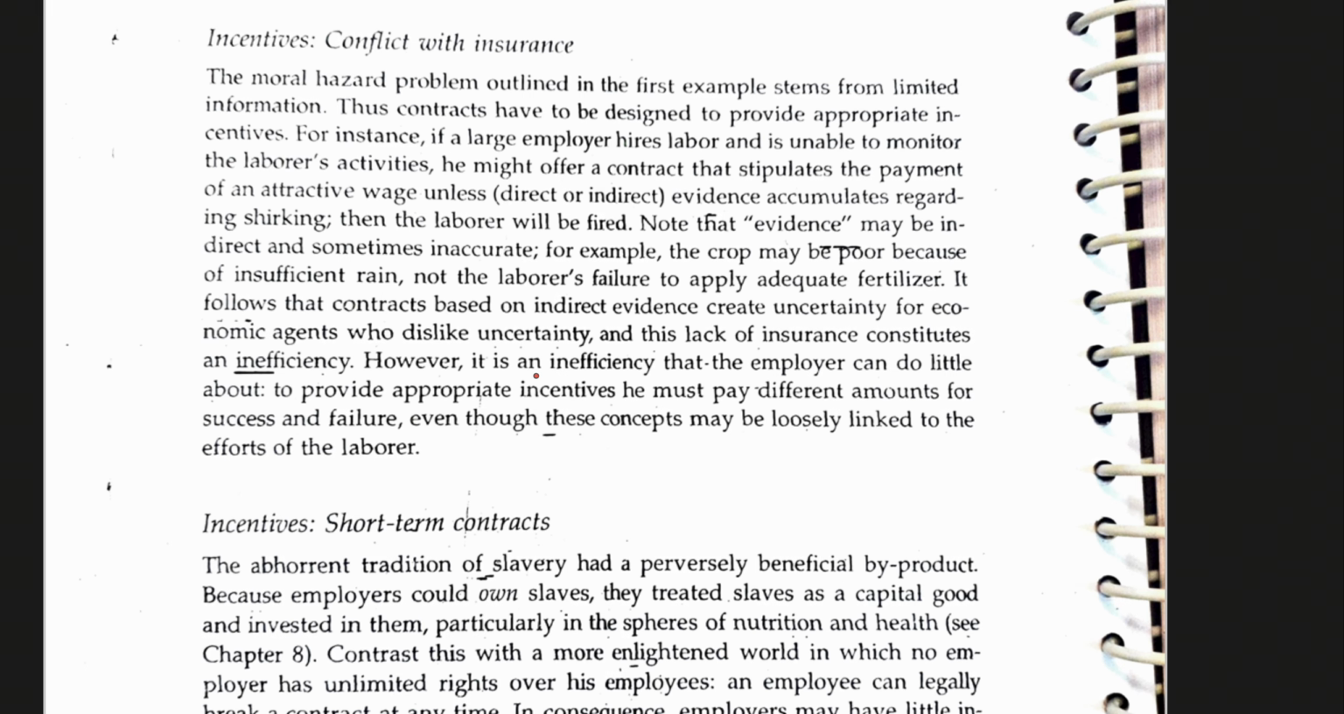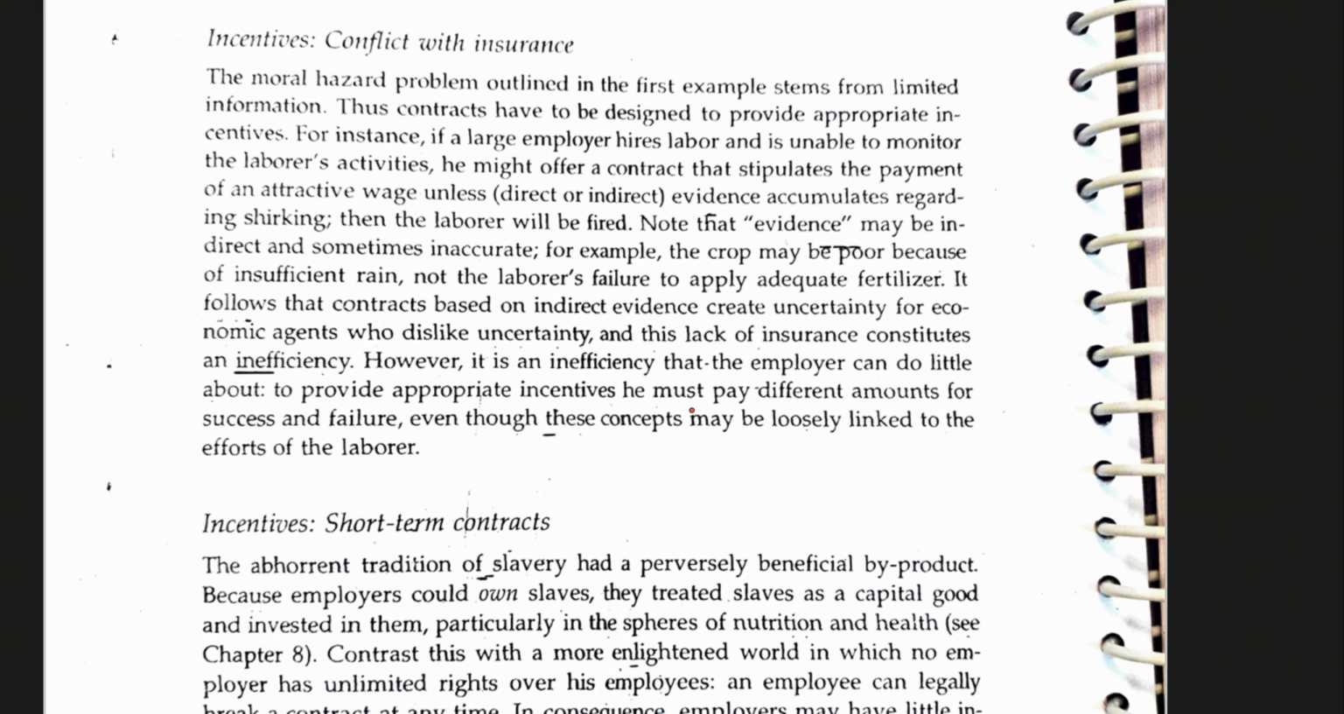For example, the crop may be poor because of insufficient rain, not the laborer's failure to apply adequate fertilizer. It follows that contracts based on indirect evidence create uncertainty for economic agents who dislike uncertainty, and the lack of insurance constitutes an inefficiency. However, it is an inefficiency that the employer can do little about. To provide appropriate incentives, he must pay different amounts for success and failure, even though these concepts may be loosely linked to the efforts of the laborer.